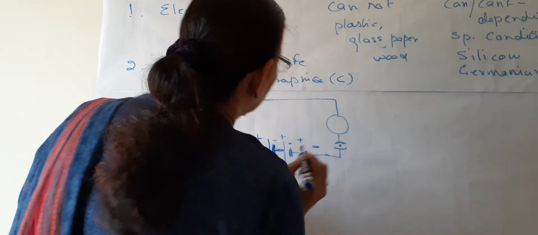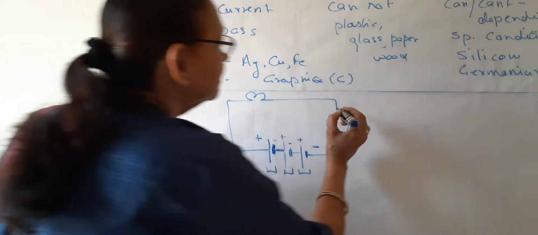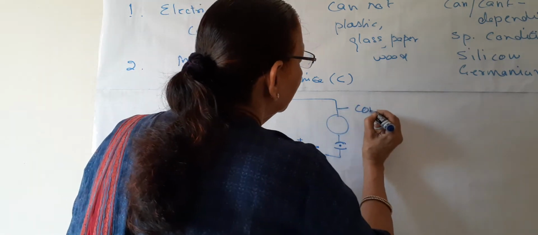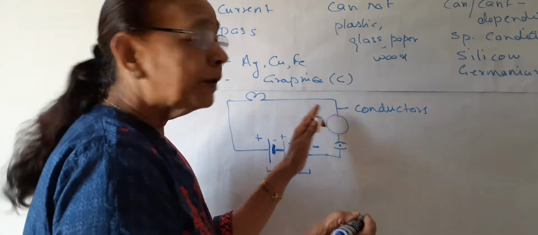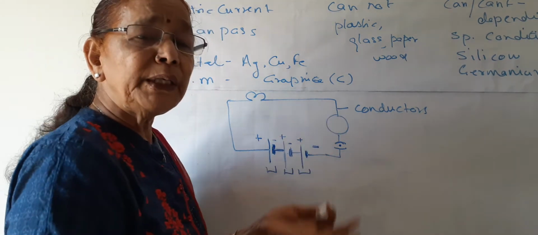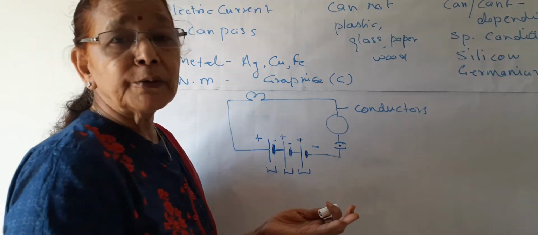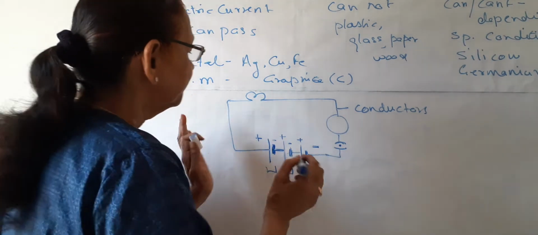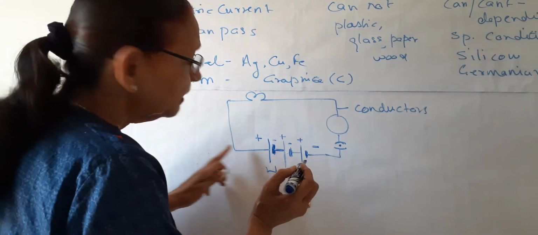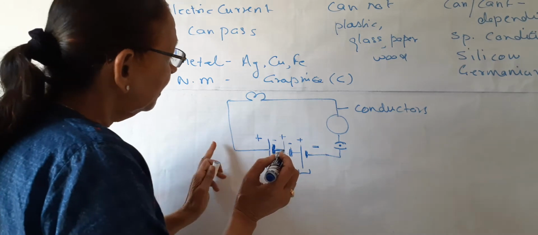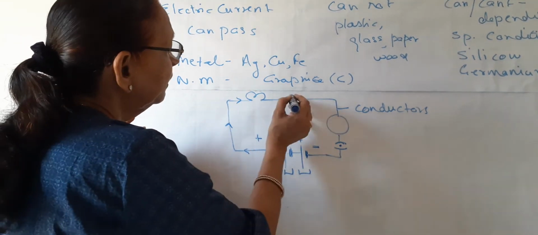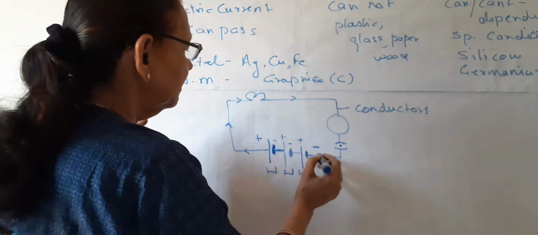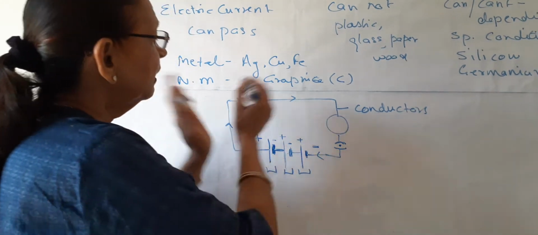And what are these things? This is the conductor. It can be copper wire. In labs mostly we use copper wires for conductors. Even aluminium can be used. We cannot use silver. It's so expensive. So this is the plus terminal. Electricity is going. This is the direction of current. It is going like this and coming to the negative like this.